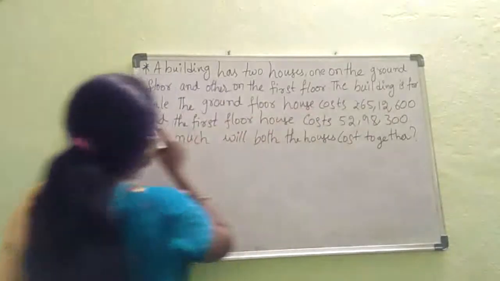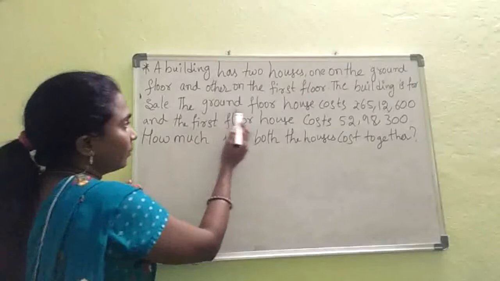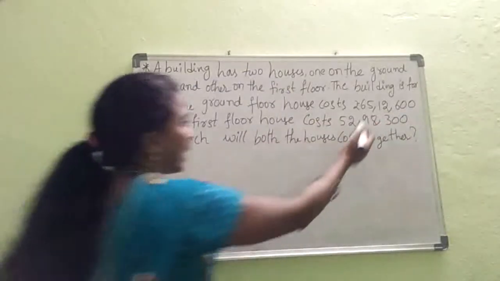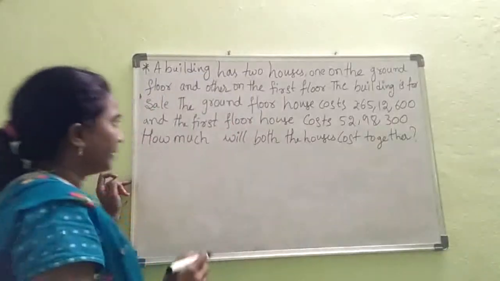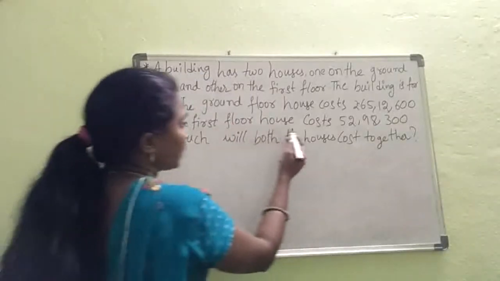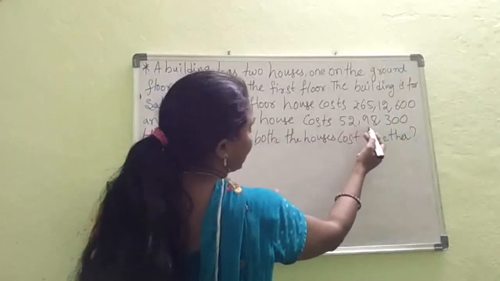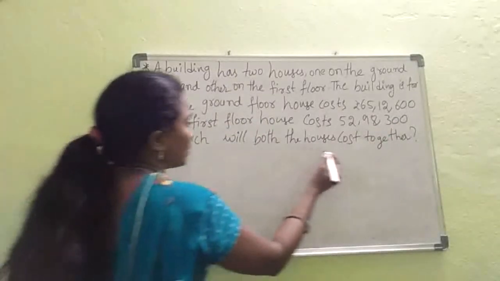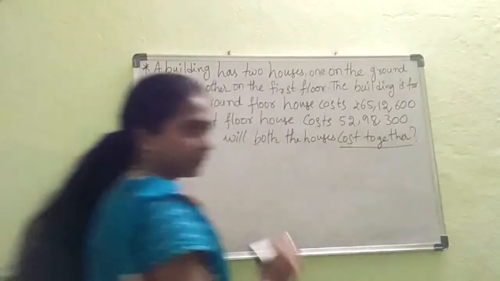The building is for sale. The ground floor house cost rupees 65 lakh 12,600. And the first floor house cost 52 lakh 98,300. How much will both the houses cost together?